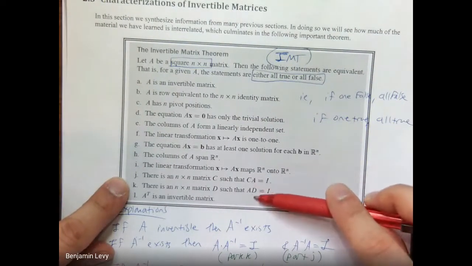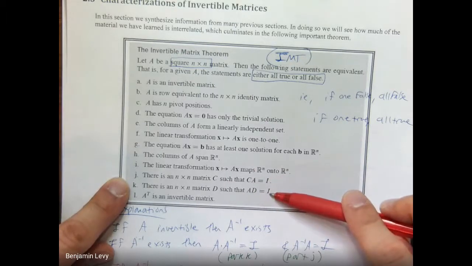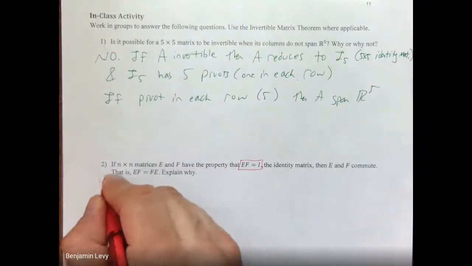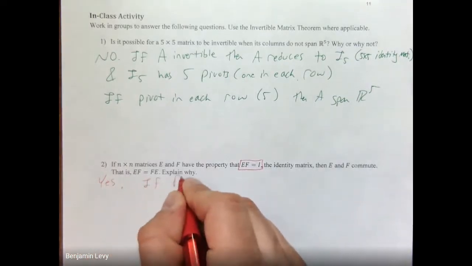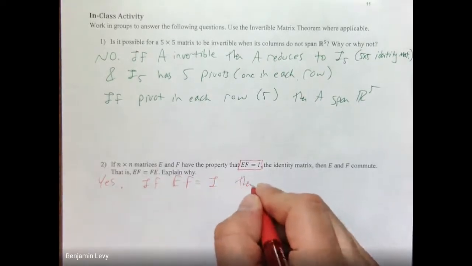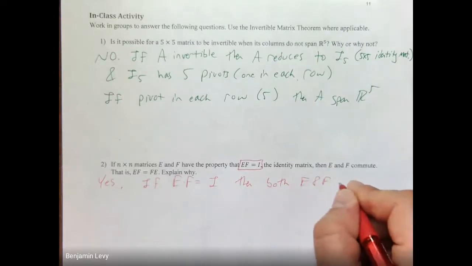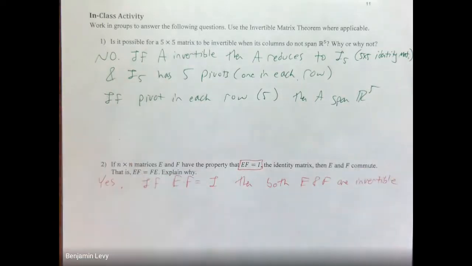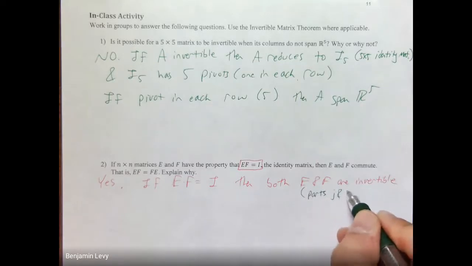And so you can change the order of them because they're each other's inverse in this case, and you can multiply on either side and get I. And so the answer to this is a yes. I mean, we're being told yes, but just to be clear, the answer is a yes, if they do commute. And the idea is, if we know E times F equals the identity matrix, then that means both E and F are invertible. And so E and F being invertible, this is parts J and K of the invertible matrix theorem.